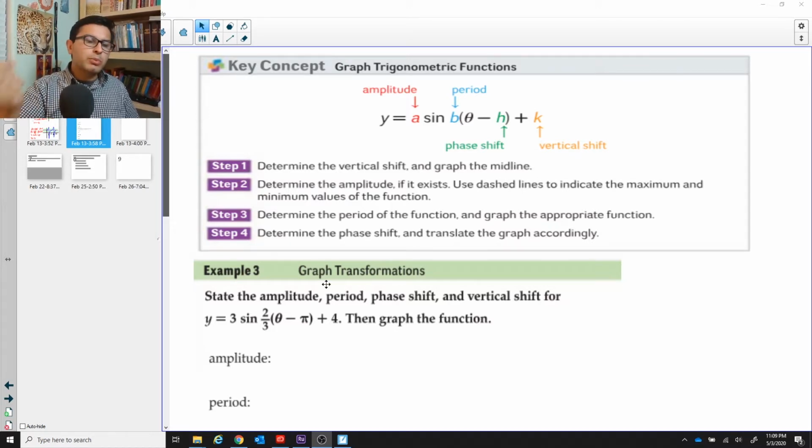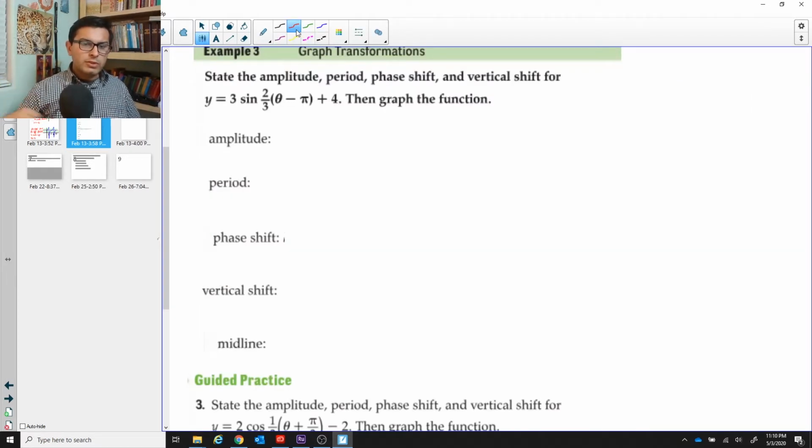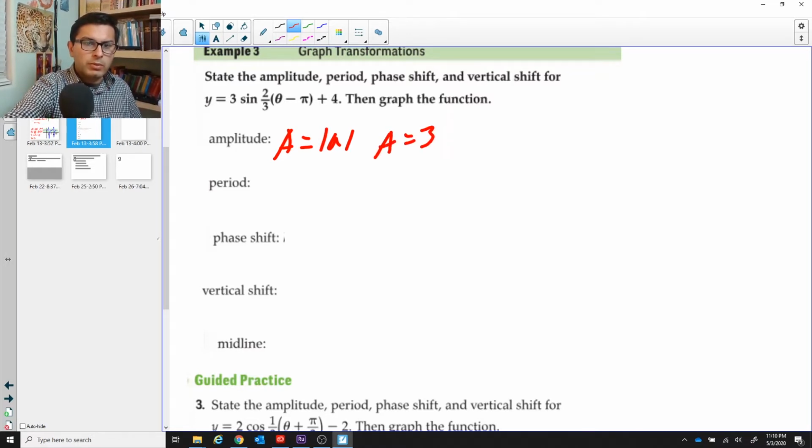So let's jump right into example 3 and see if we could successfully graph these with all of this information. Now, first things first is we have to gather all of our information. So first, we're going to find our amplitude. Our amplitude, as we know, is going to be the absolute value of A. So our amplitude is going to equal 3.